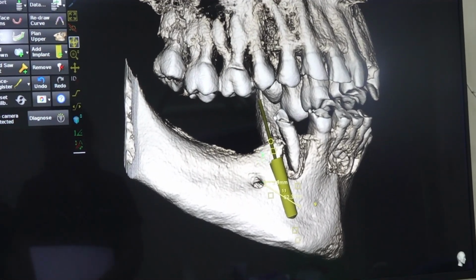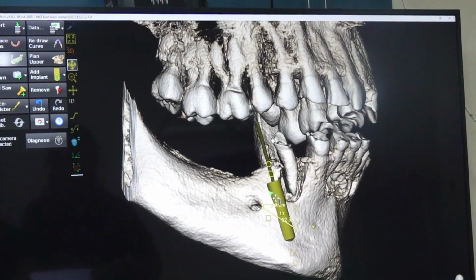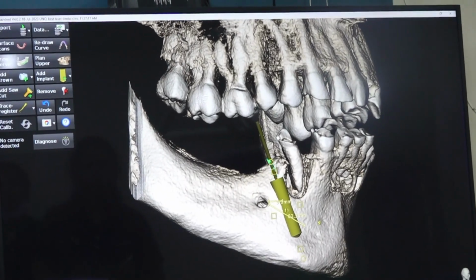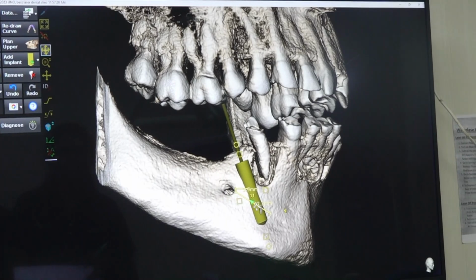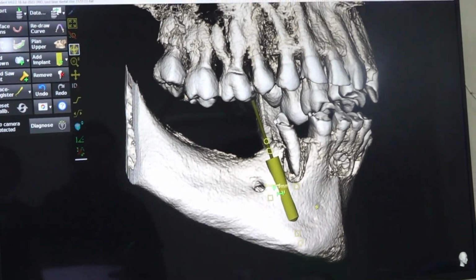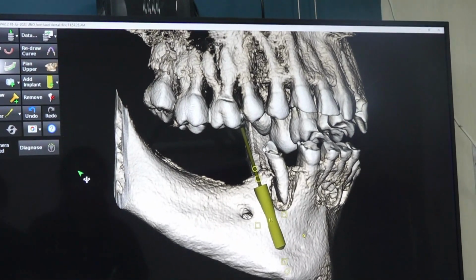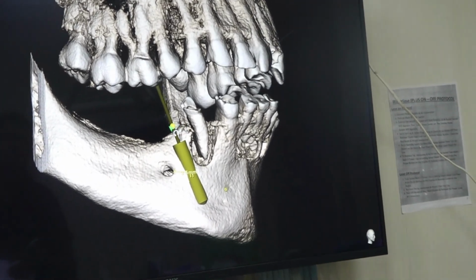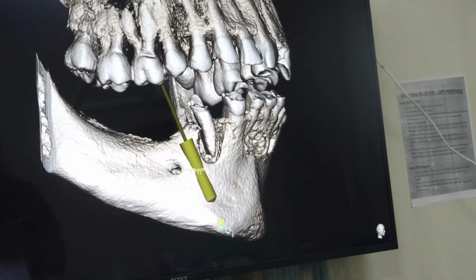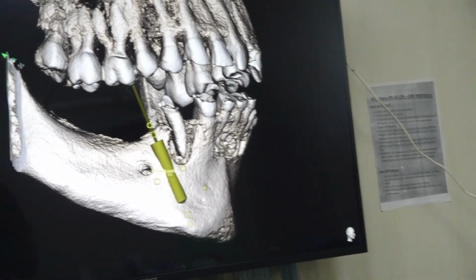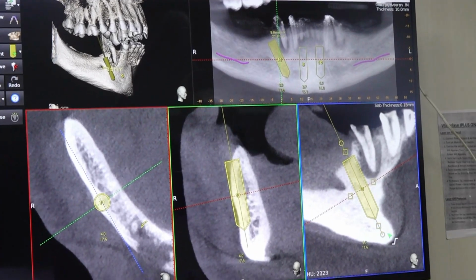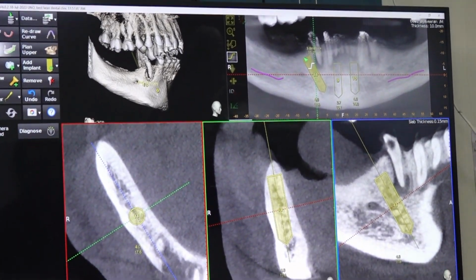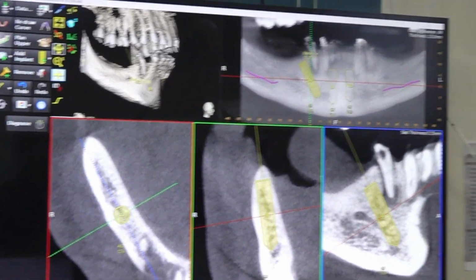The drilling point may be above the mental foramen or just in front of the mental foramen. Okay, we will decide. We will measure here, from here to this tree. Almost a 45 degree tilt we have to do.